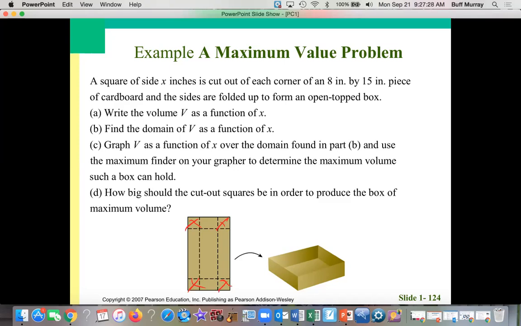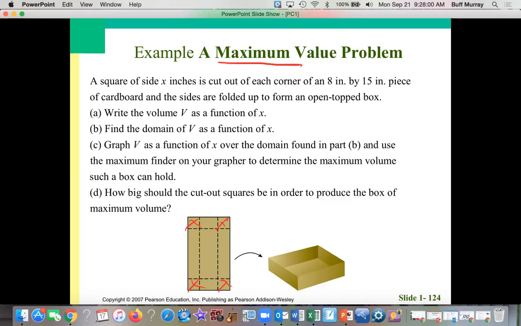Okay. Now, it's our job to try to figure out what dimensions of this, what size square should be cut out of here so that we get the box with the largest volume. Okay, so we want to find the maximum volume. Okay, so the first thing we have to do is figure out, well, we're talking about finding the volume of a box. How do we find the volume of a box? Pretty easy. What do we do? Yeah, the volume of our box is going to be the length times width times height.